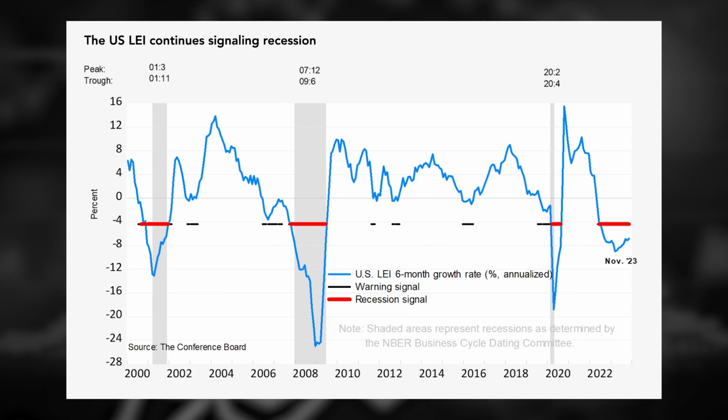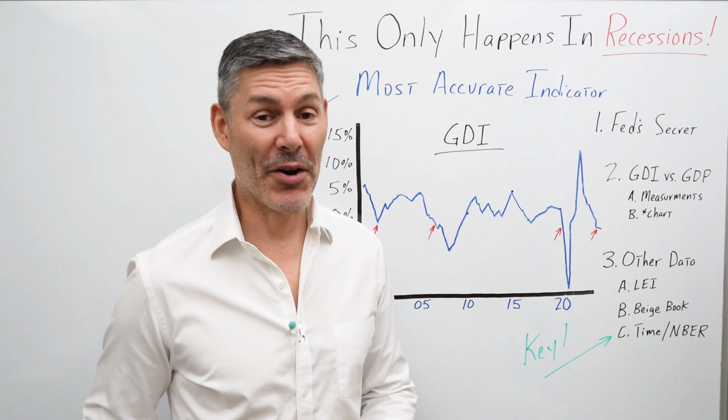And this next chart lays it out for us perfectly. According to the Conference Board, this red line is a recession signal, where the black line is merely a recession warning. And right now, in 2023, we are way south of the red line, meaning we're far, far below what would indicate a recession signal. Oh, but wait, there is more.